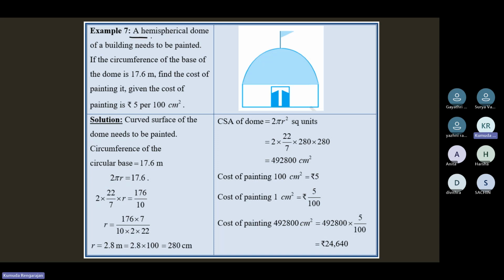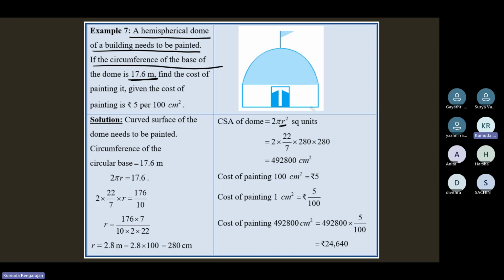So the question is, a hemispherical dome of a building needs to be painted. The curved surface area has to be painted. So for that you need only the radius value, nothing else. But that's not given. The circumference of the base is given to you. Circumference of the base meaning circumference of the circle. So using that, you can find the value of r.